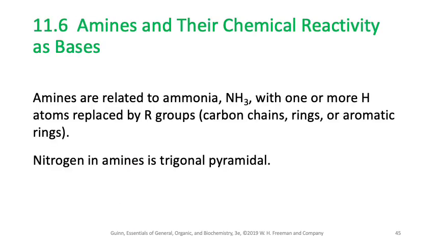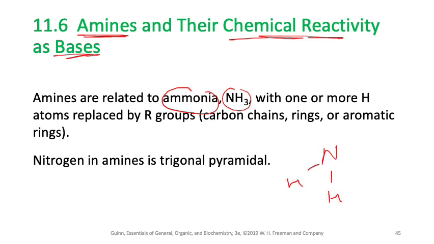Then we have our last functional group, which we call amines, and then we're going to talk about the chemical reactivity as a base, how amines can act as a base, right? Before we go to the amine, we already know the structure of ammonia, which is NH3, with a lone pair or non-bonding electron pair on top of the nitrogen. So an amine is just ammonia where the hydrogens are replaced by R groups.